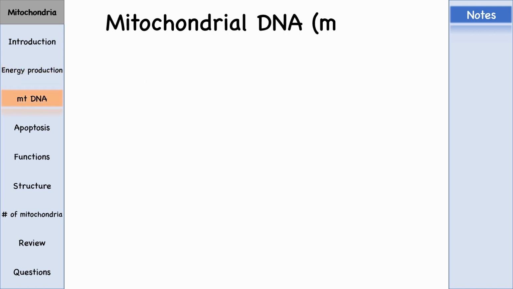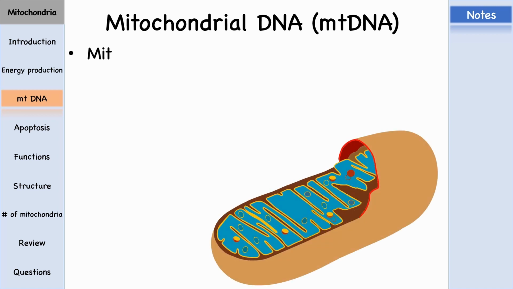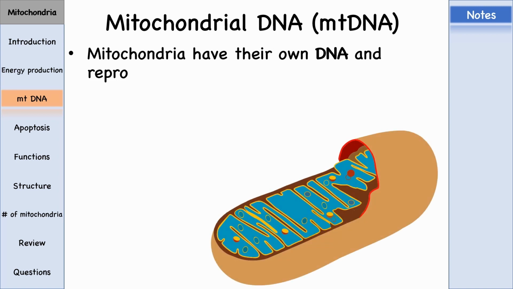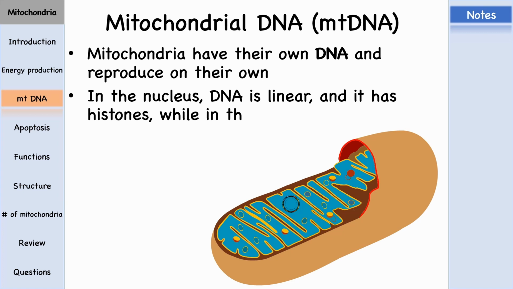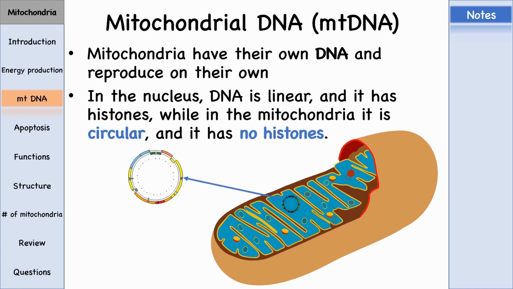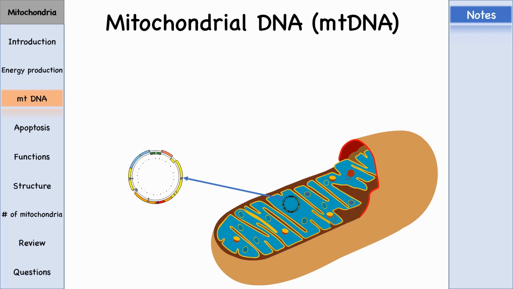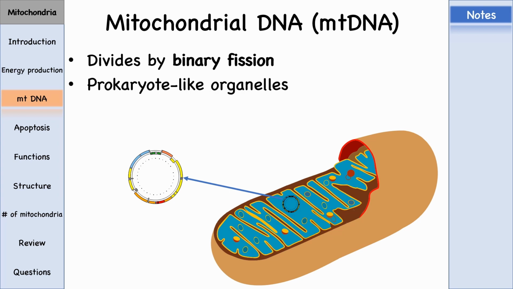The mitochondrion is a semi-autonomous organelle because it has its own DNA and reproduces on its own. And if we talk about the DNA in mitochondria, it is different from the cell's DNA, which is present in the nucleus. The DNA in the nucleus is linear and has helper proteins called histones, while in mitochondria it is circular and does not have histones. Mitochondria divide by binary fission, as in prokaryotes. Actually, the mitochondria are prokaryote-like organelles.